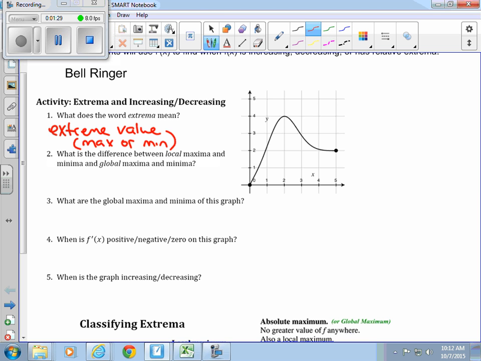What is the difference between a local maximum and a global maximum? Local is relative to the graph around it. Around a certain area, good. And global, which is overall. The whole graph, perfect.